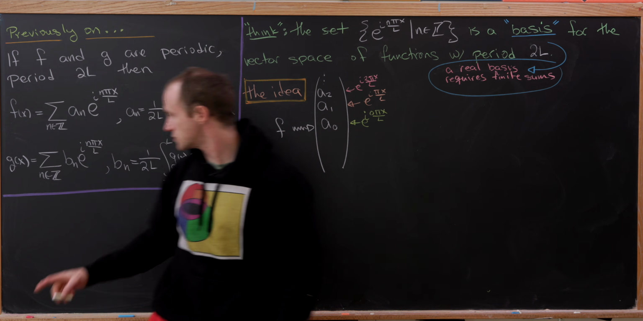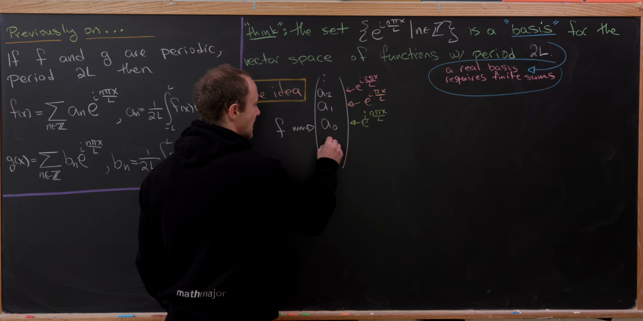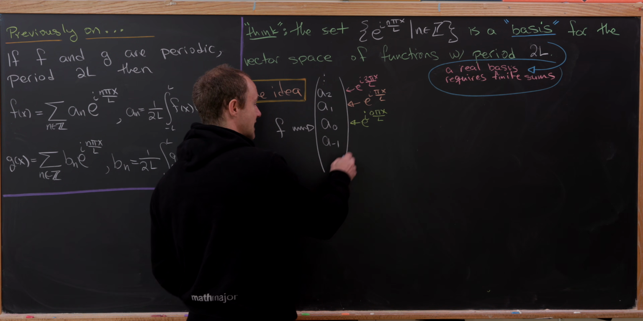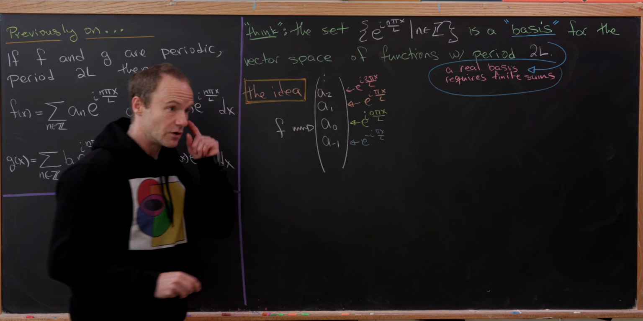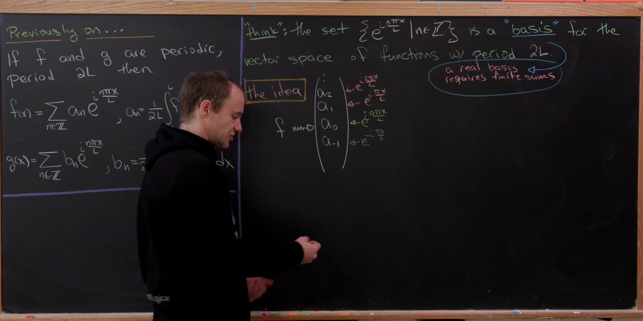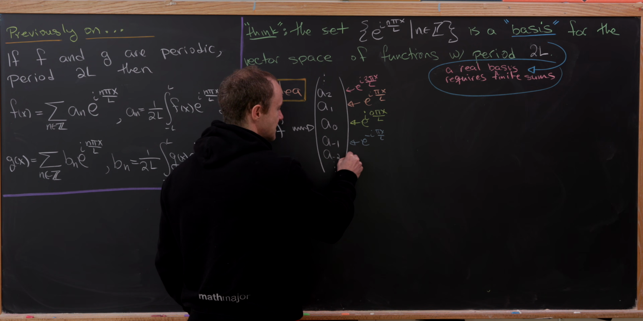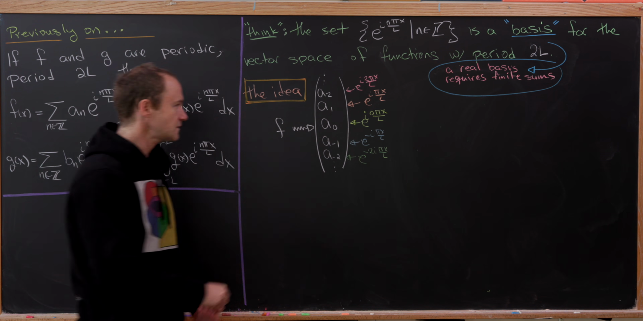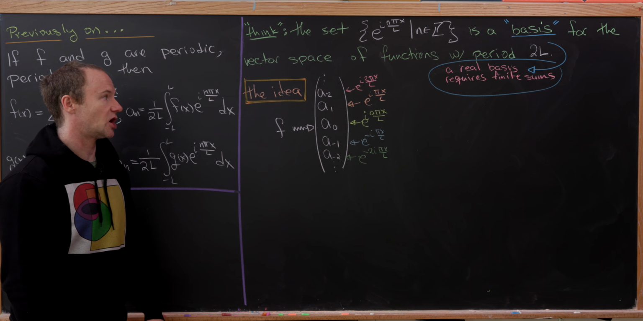But then, since this is over all integers, including negative integers, that means I need to go downstairs as well. So I've got this entry right here, a sub minus 1, and that's going to be attached to e to the minus i pi x over L. And so this spot in the column vector is for the coefficient of that complex exponential. And then likewise, we'll have a sub minus 2, and then that'll keep going down. So this right here is for e to the minus 2i pi x over L. Okay, great. So there, we've somehow expressed f as this column vector.